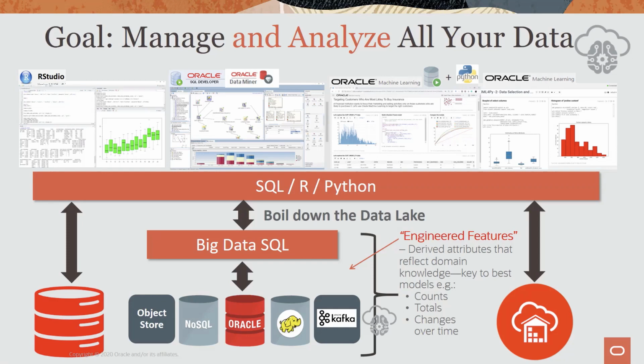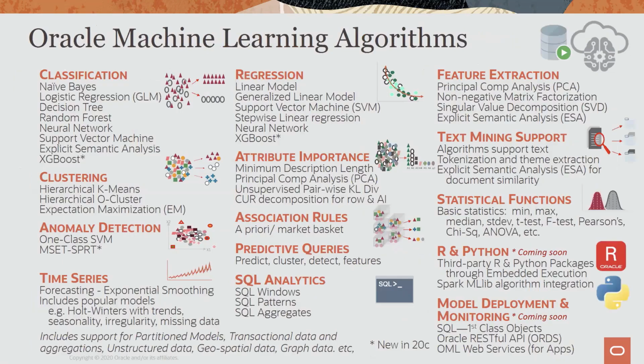So I always think if you're thinking about how you're going to solve a problem, you may have data that's all over the place, some in the database, some outside the database, but the data that might be out in Hadoop or another big data environment, maybe you need to boil that down and then bring in counts and totals and changes over time and join with the rest of the data in the database, and then continue on with your machine learning algorithms.